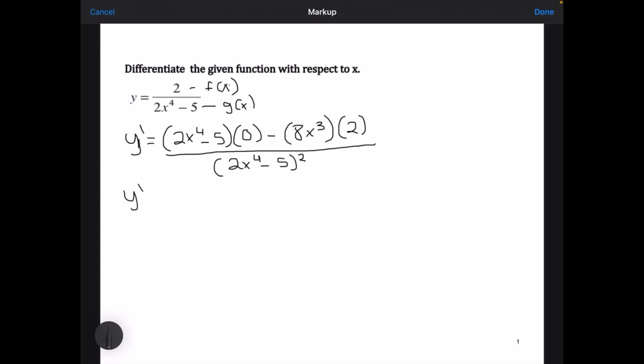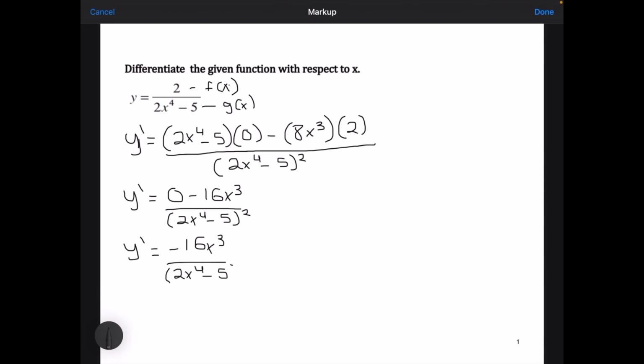That's going to give me the derivative of y will be equal to 0 minus 16x to the power of 3 over 2x to the power of 4 minus 5 squared. y prime will be equal to negative 16x to the power of 3 over 2x to the power of 4 minus 5 squared. So this right here is going to be my answer.